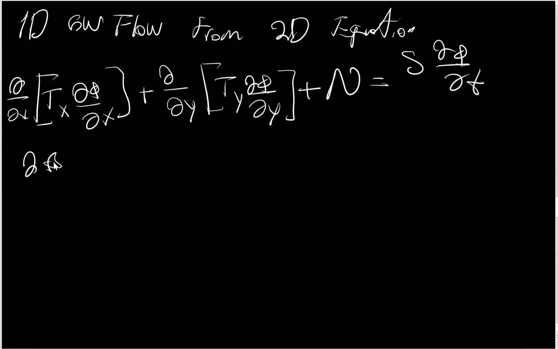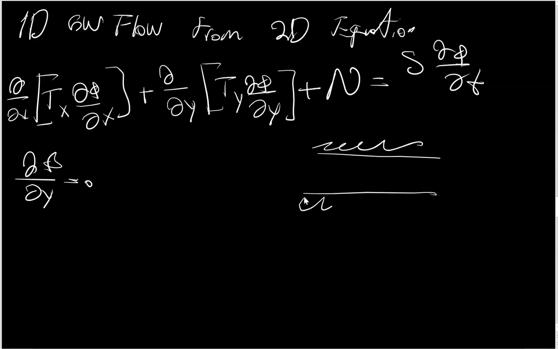partial phi over partial y is 0. So it means that in this system, if this is my x and if this is y, everything is in the x direction. So the water cannot go into or out of the screen.